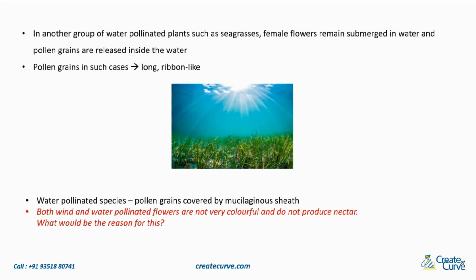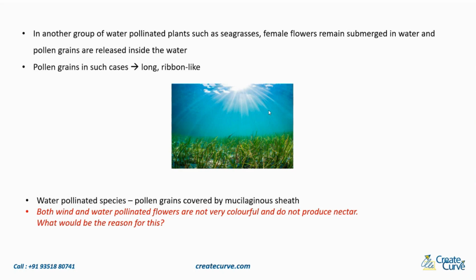Okay, in another group of water pollinated plants, such as sea grasses, this image here is of sea grass, female flowers remain submerged in water and pollen grains are released inside the water. Pollen grains in such cases are long and ribbon-like. What we've seen earlier in Vallisneria is that the female flowers come out of the water, right? Whereas in sea grasses, the female flower is within the water, the male flower is also within the water. So in this case, the pollen grains will be released and there itself reach the flower, because the female flower is also within the water.